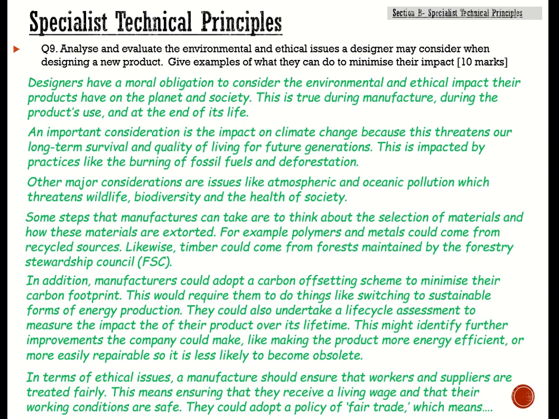In terms of ethical issues, manufacturers should ensure that workers and suppliers are treated fairly. This means ensure they receive a living wage and that their working conditions are safe. You could adopt a policy of fair trade, which means blah blah blah. Okay, so there's a good example of how to maximise your marks.